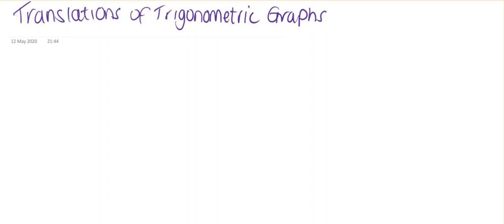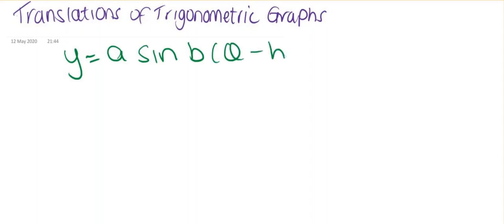Okay, so a translation of a trigonometric graph. We're going to look at the key concept. We've got y equals a sine b, and this is going to be the angle, theta minus h, plus k.